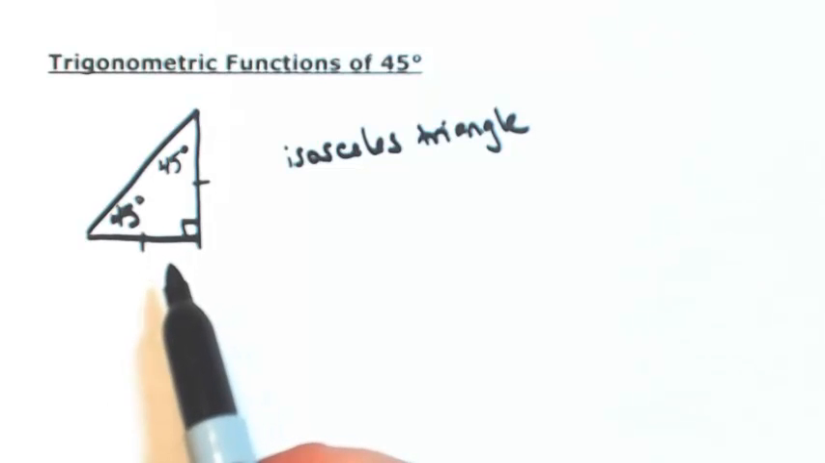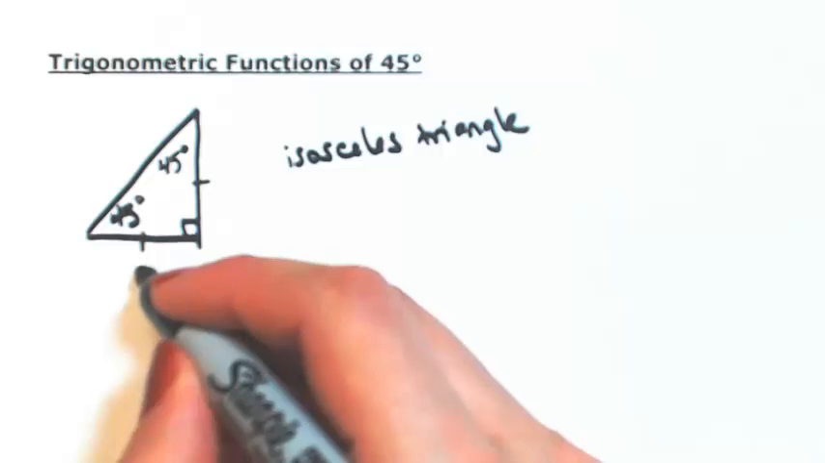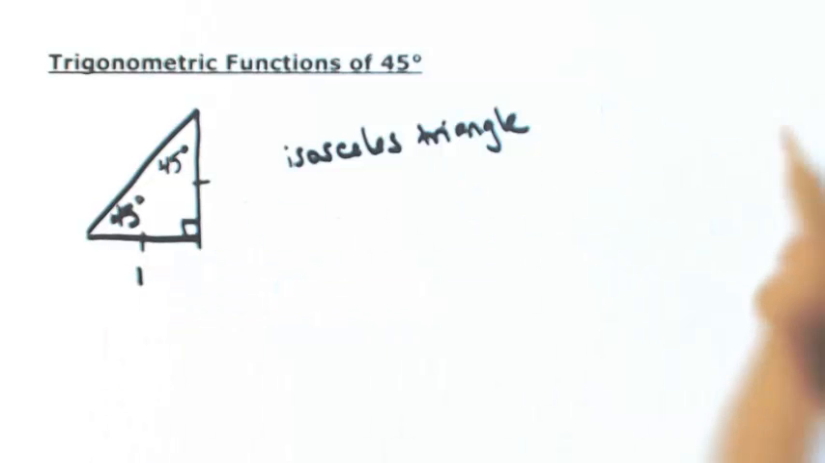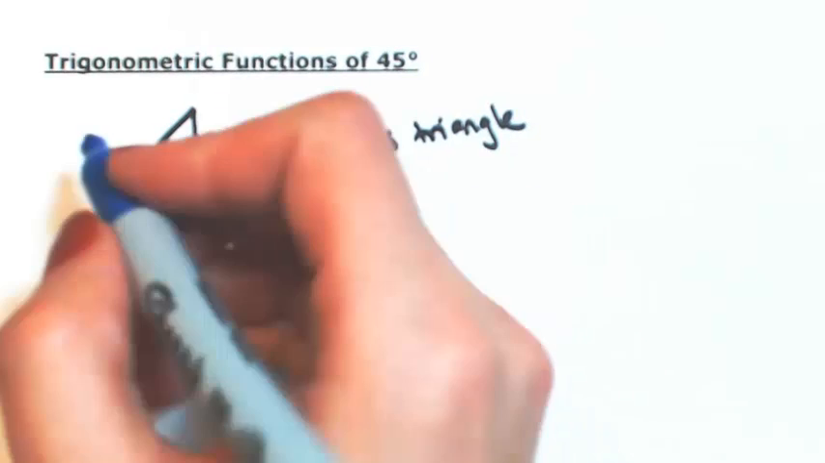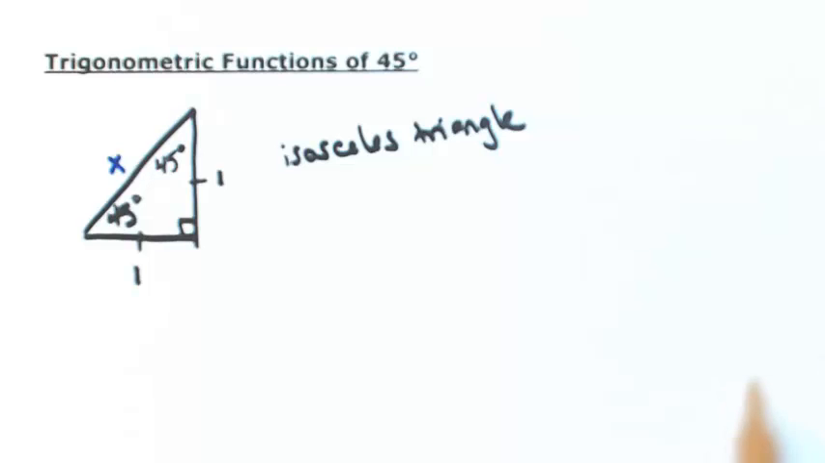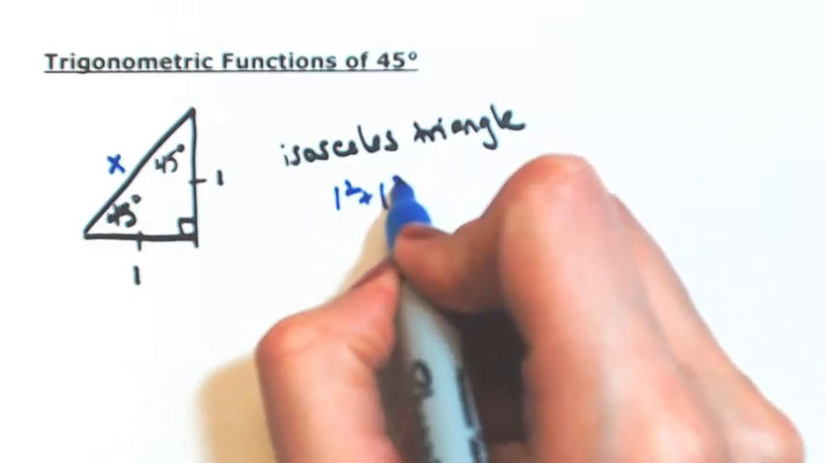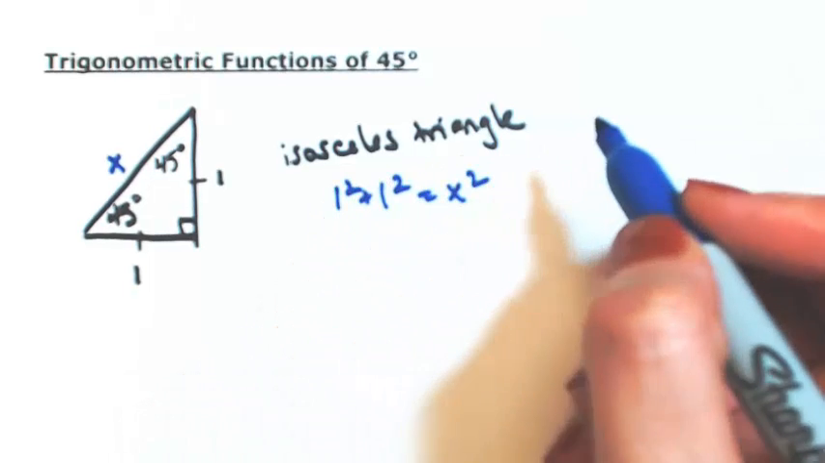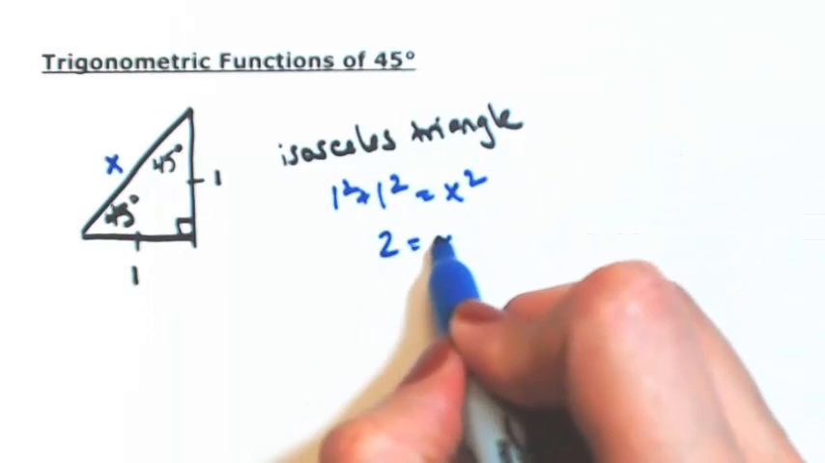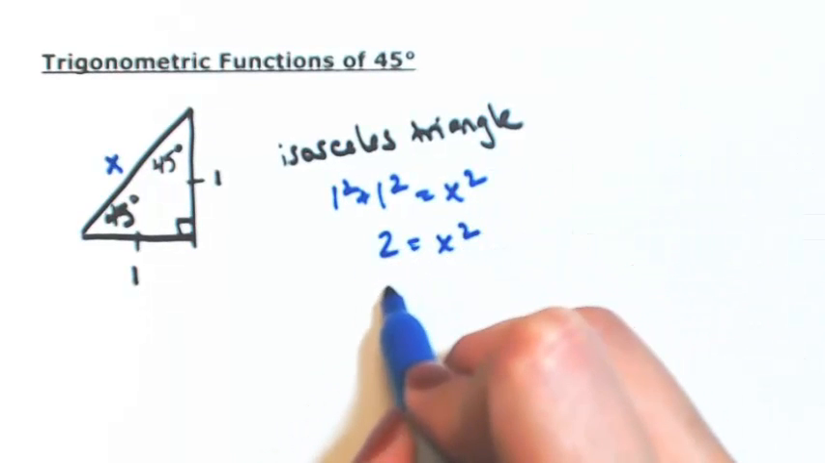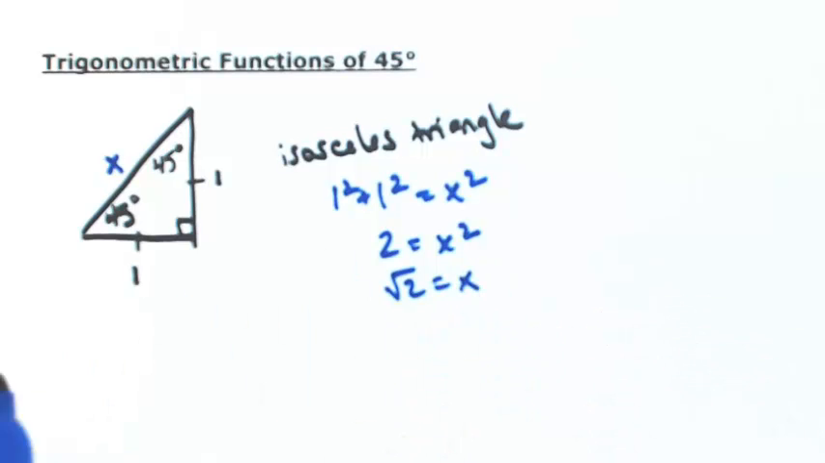Okay, so let me just pick a value. It really doesn't matter. Let's say this is 1. So that means the other side is also 1. If I want to find that missing side, let me call it x. By the Pythagorean theorem, 1 squared plus 1 squared is x squared. So 2 is x squared, so then x is the positive square root of 2.